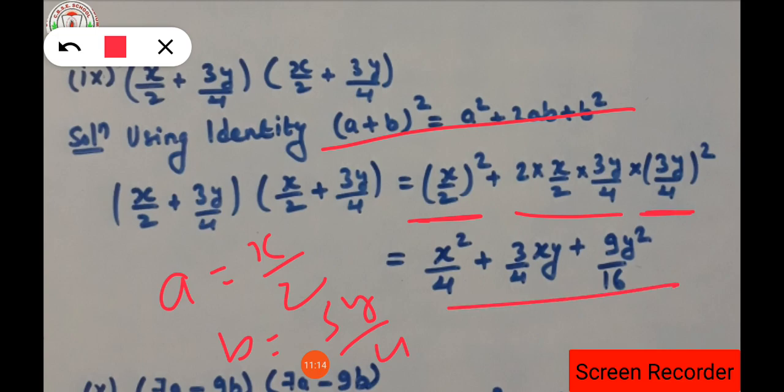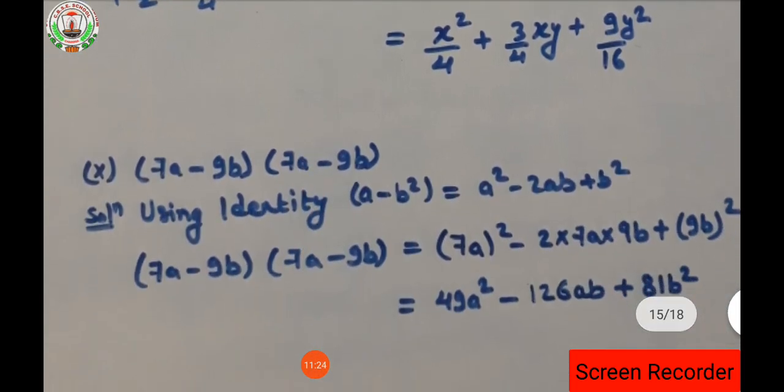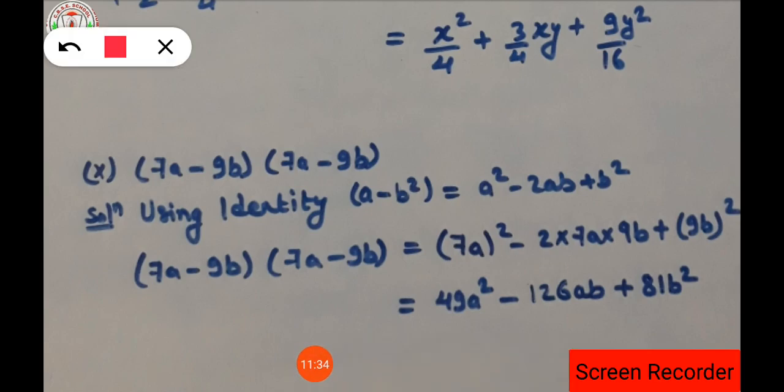Solving it we will get the answer as x square upon 4 plus 3 upon 4 xy plus 9y square upon 16, isn't it? Now the second identity we are going to use here. While using the second identity, what is a minus b the whole square? Here, dear student, the square will come outside the bracket. Clear? So a minus b the whole square is equal to a square minus 2ab plus b square, where a value is 7a and b value is 9b.